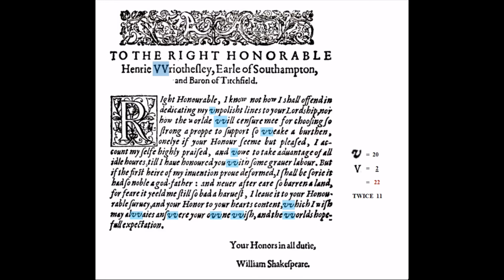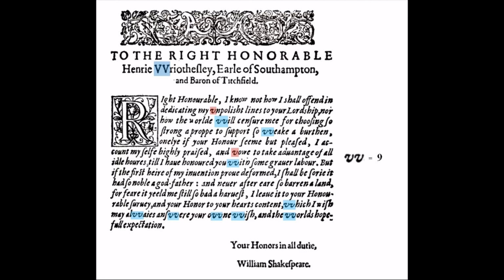There are 20 italicized V's and a double V beginning Wriothesley's name, for 22 or twice 11 total. But notice that 2 of the italicized V's, colored in red, don't comprise a double V. Now why would they do that? Why didn't they just print another W for a total of 10 double V's, plus the one in Wriothesley's name for a total of 22?